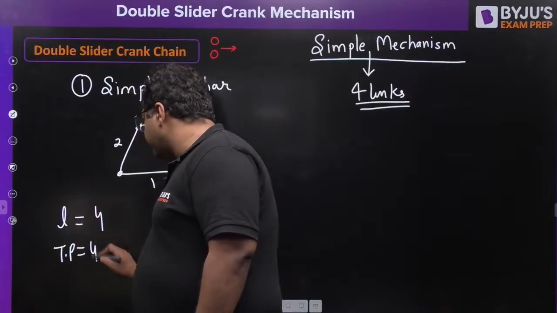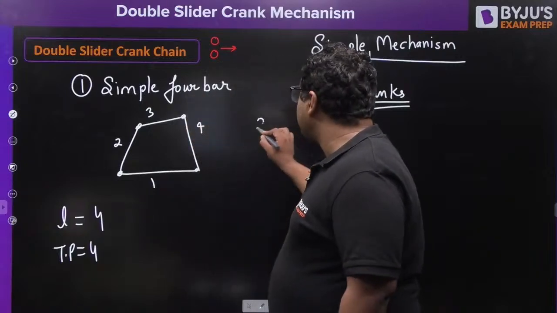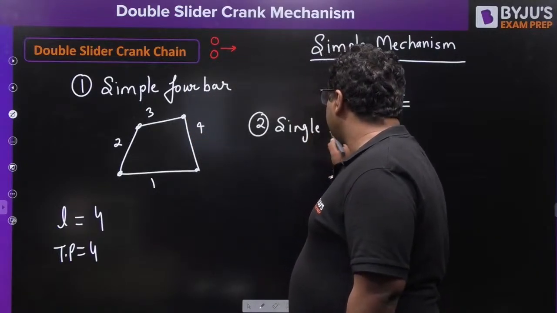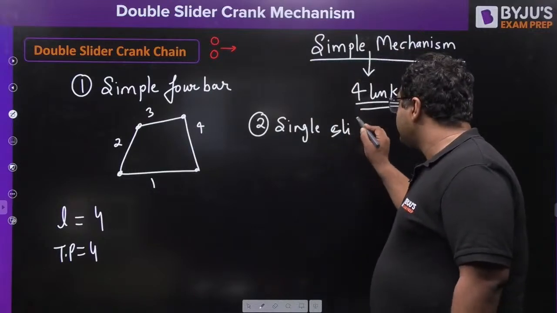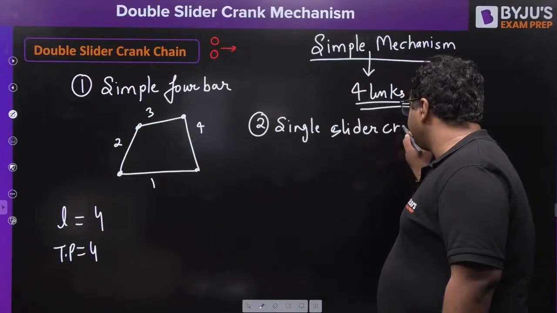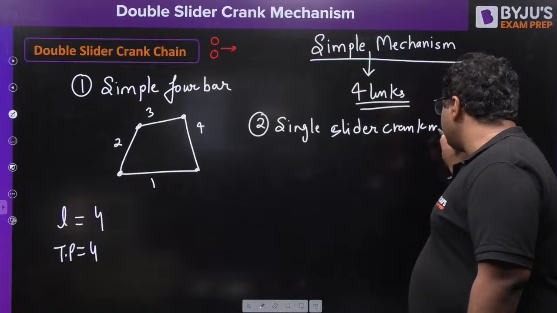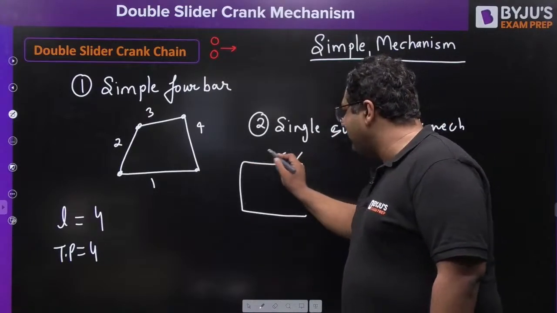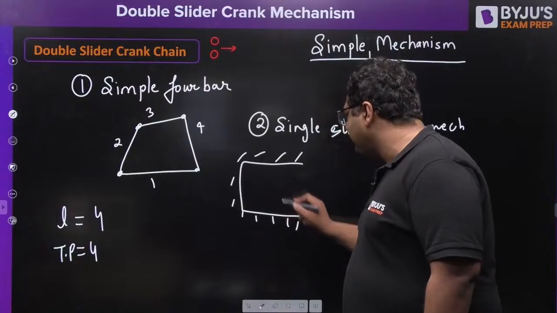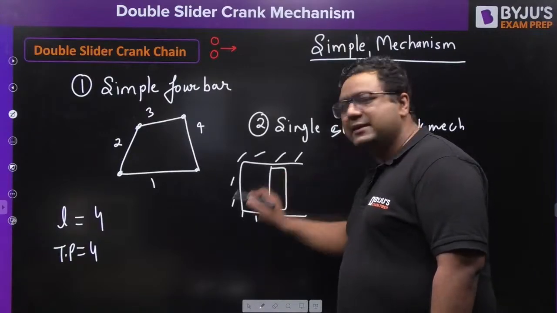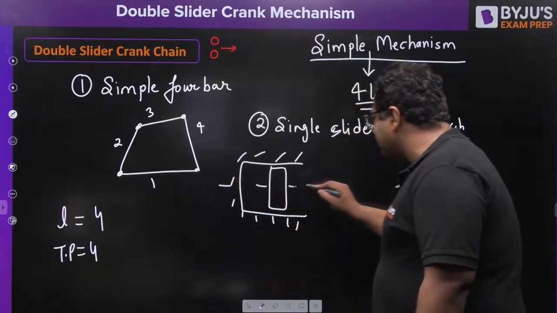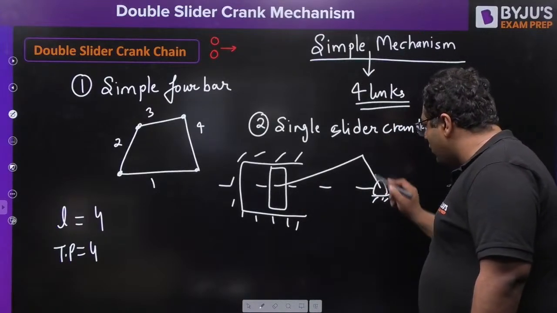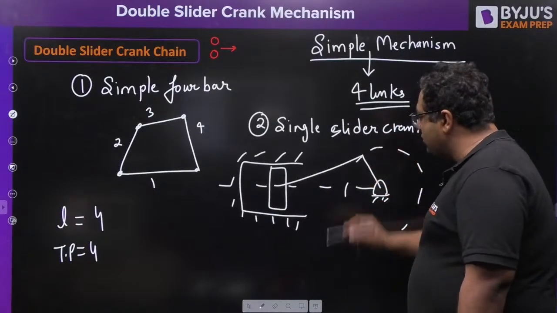So the second configuration is the single slider crank mechanism. My dear, it is nothing but the IC engine configuration or EC engine configuration, where we have a cylinder like this, a piston like this, and at the same time a connecting rod and crank. So my dear, this was the second very important configuration.